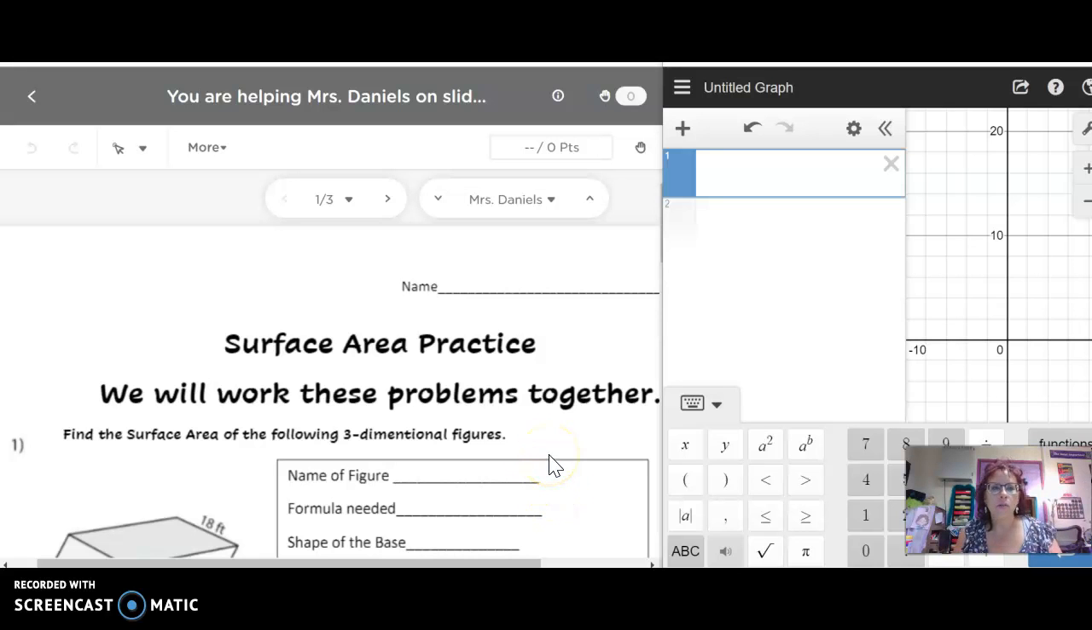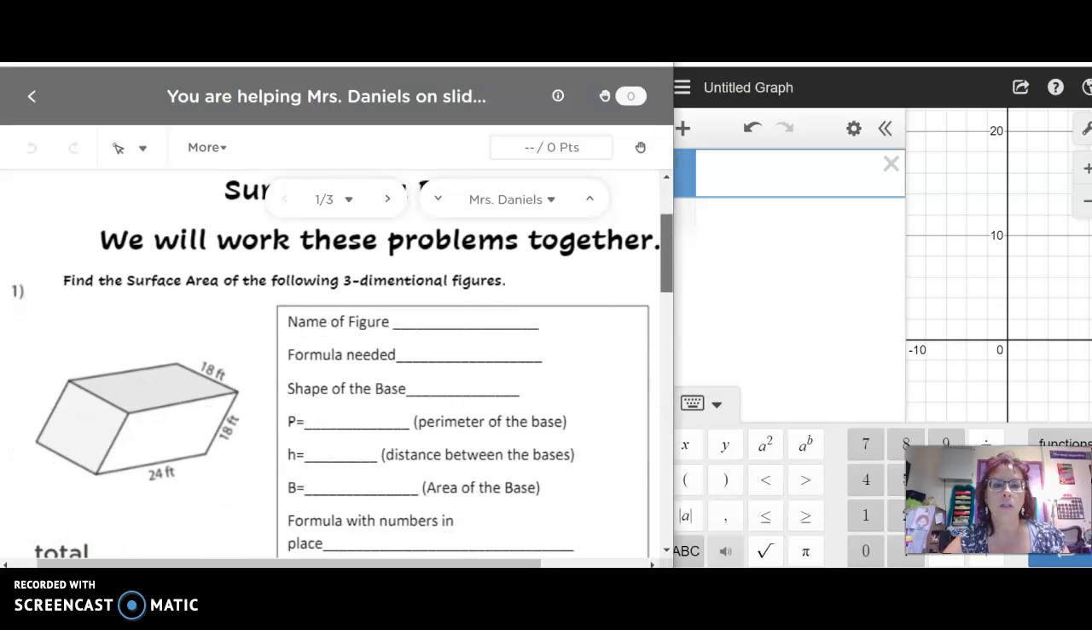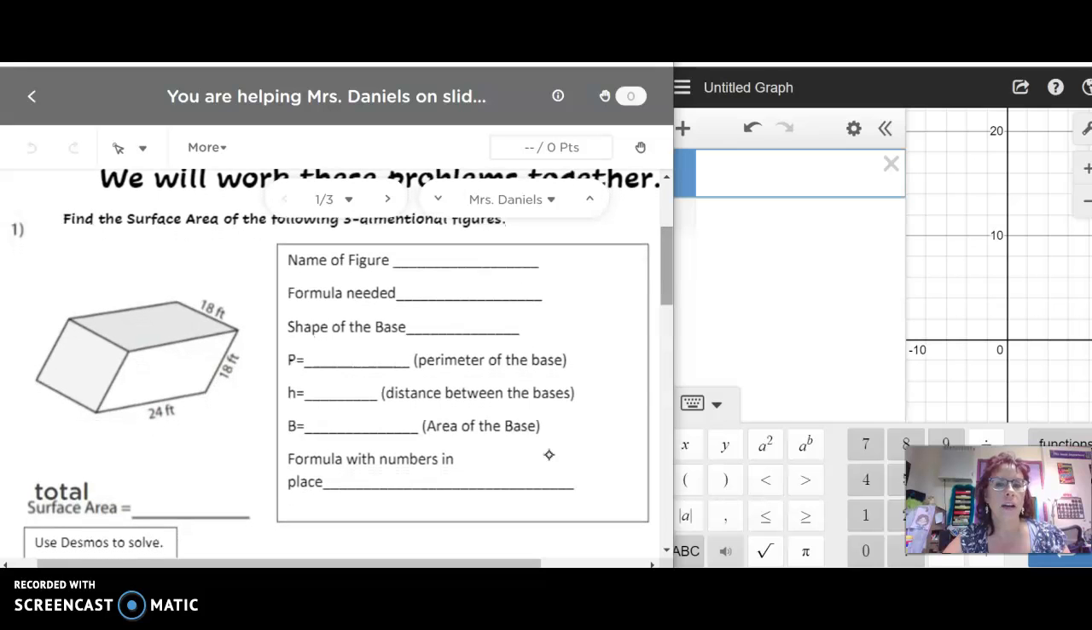Okay, this is going to be a short video on how to do surface area for a rectangular prism. Just going to do one at a time. I do have this set up a little bit more clear for you guys that were asking about it. First of all, this is a rectangular prism. I want to find the total surface area. We are going to use Desmos to solve, but we're going to fill in the blanks here. I think this is going to help quite a bit.